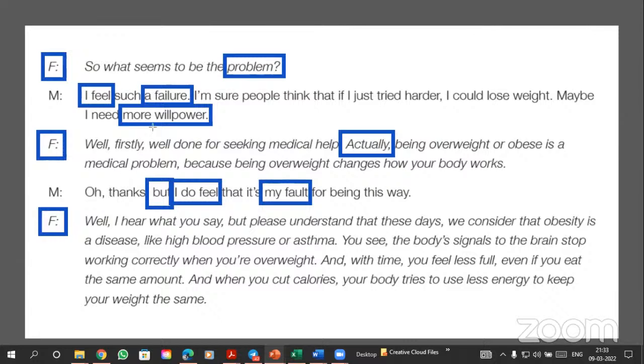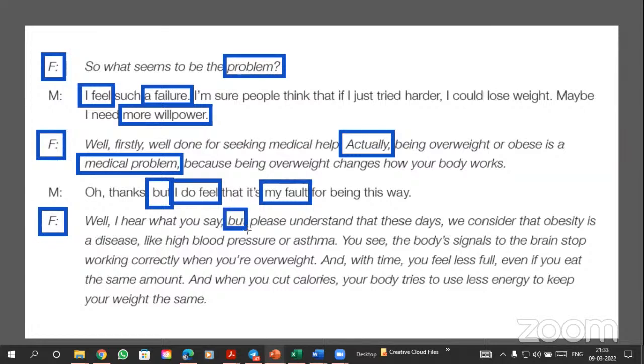Being overweight or obese is not your fault. It is not your failure. You cannot control it with your willpower. The actual thing is, it is a medical problem, because being overweight changes how your body works. So try to understand that. "Okay, thanks, but I do feel it's my fault for being this way." So he's not agreeing with it.